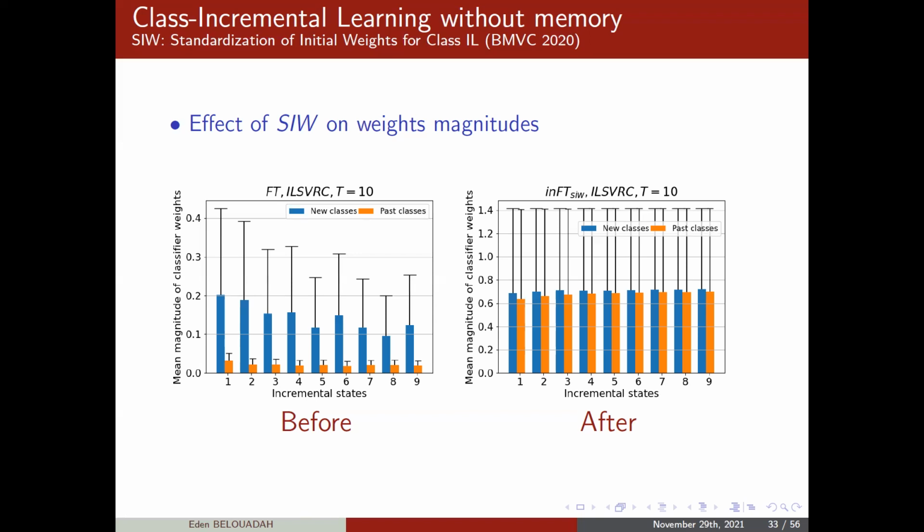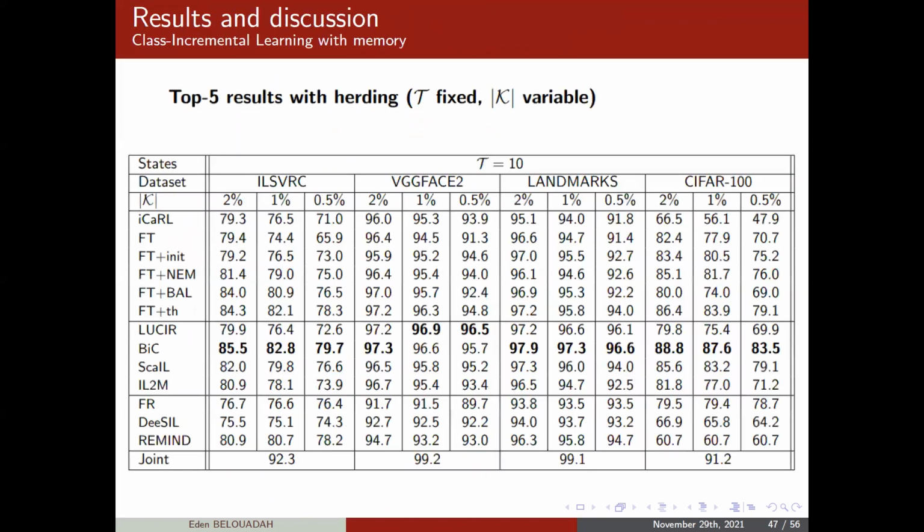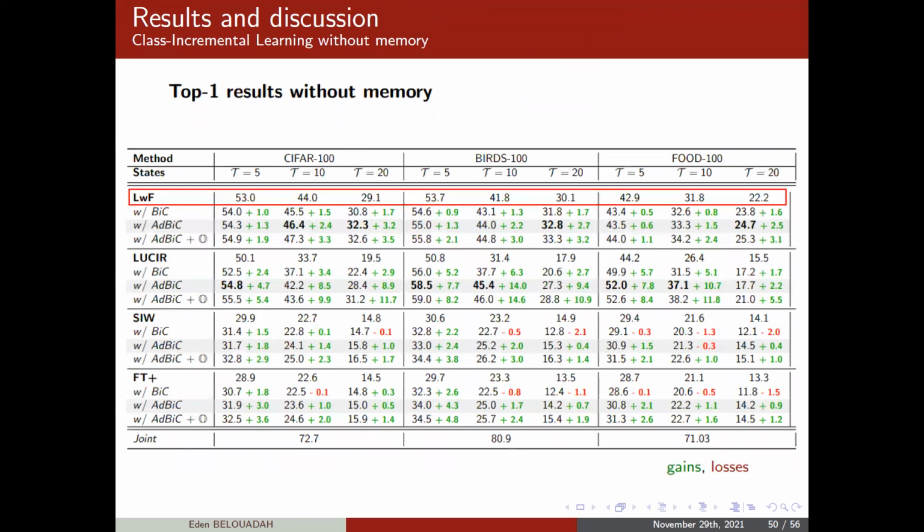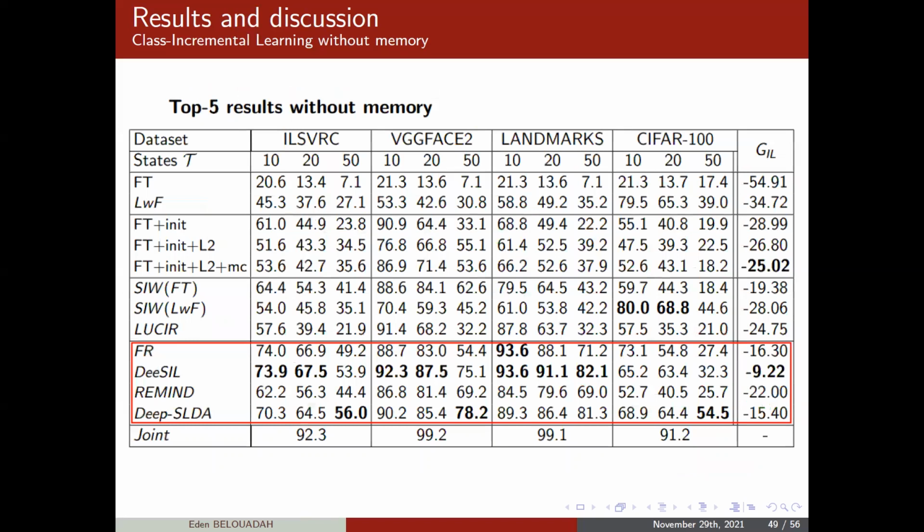Then maybe a last question on your conclusions on the methods without a memory, I guess in slide 50. Basically, you conclude DeeSIL, I guess on the previous slide. Basically, DeeSIL seems to work best, and that's kind of frustrating almost in continual learning.